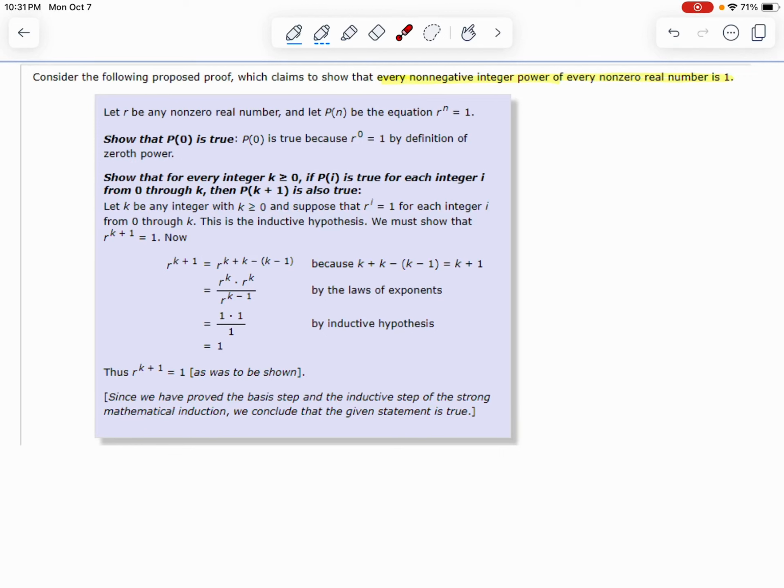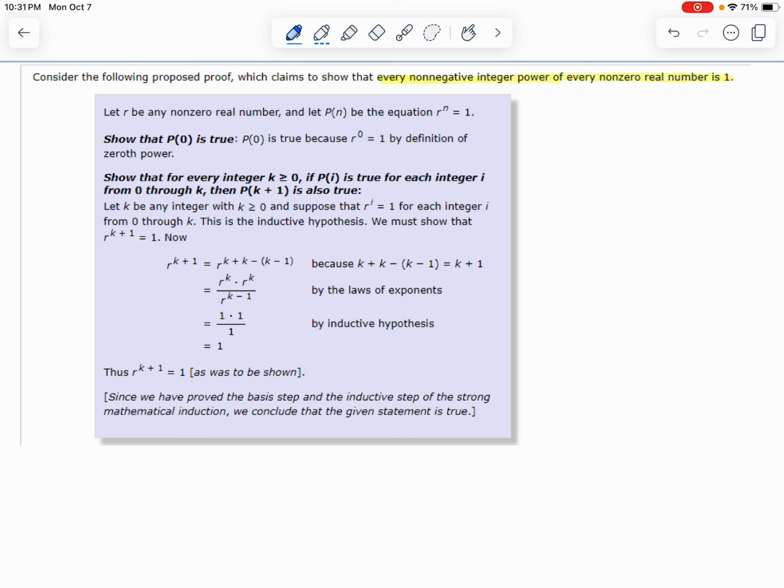This is section 5.4, homework problem number 3. In this problem, you are given a statement: every non-negative integer power of every non-zero real number is 1. And this is the proof, and your task is to find the error in this proof.